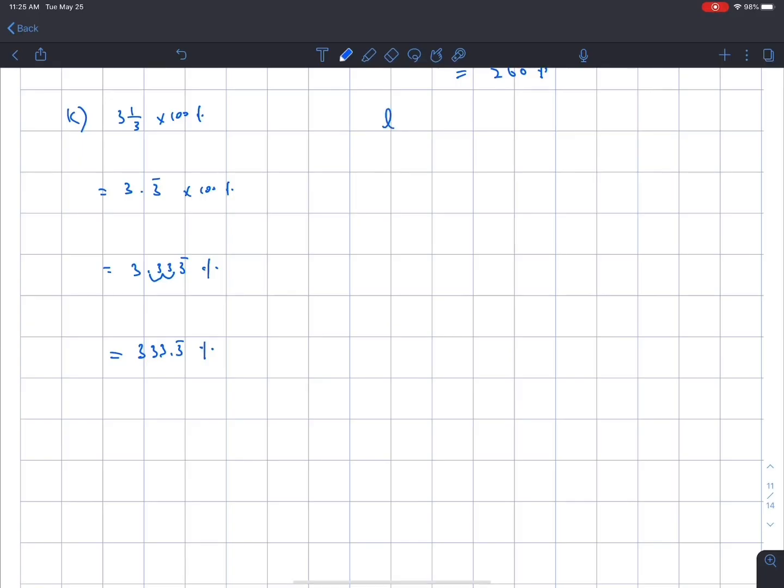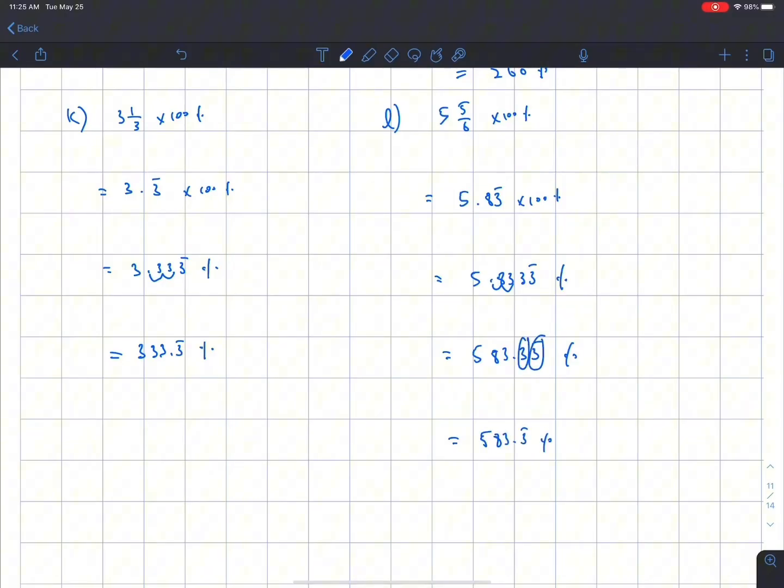And then L, 5 and 5 over 6 times 100%. So if you still remember from the earlier question, 5 over 6 is just 0.83 repeating. I can give it a few more decimal points, and then now I can move the decimal point 2 to the right. So this becomes 583.33 repeating percent. I can also say this is 583.3 repeating percent, right? This repeating and that repeating is really the same thing. And that's L.